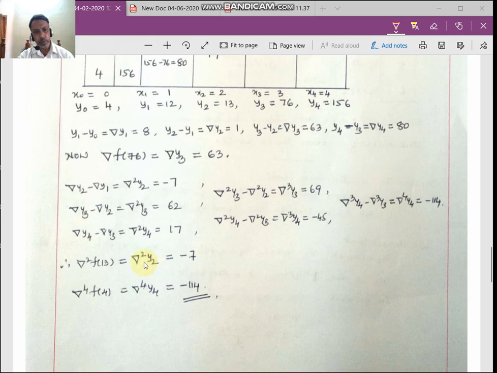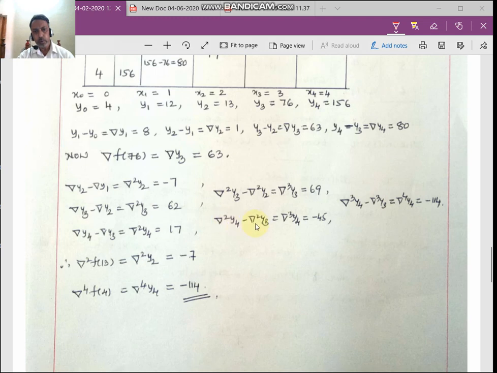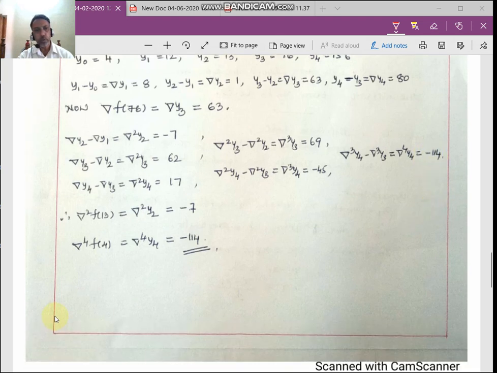So del square y2 is minus 7. And also del square y3 minus del square y2 is nothing but del cube y3. Del cube y3 from the table is 69. Then del square y4 minus del square y3 is equal to del cube y4. From the table it is minus 45. Therefore, del cube y4 minus del cube y3 difference is del to the power 4 y4. It is minus 114. So we got the value of del to the power 4 y4 is minus 114.